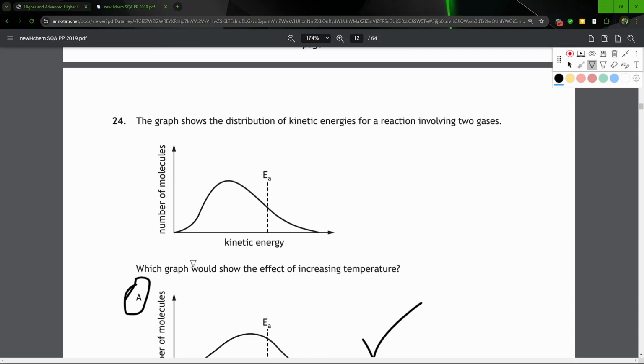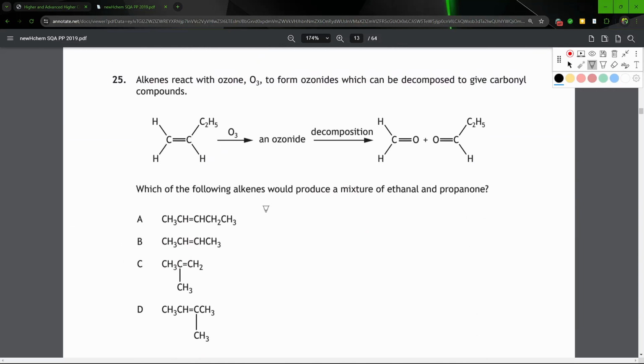And then the final question now, thanks for sticking with me so long. We've got alkenes reacting with ozone to produce ozonides, which are then decomposed to give carbonyl compounds. As you can see here, it breaks the carbon-to-carbon double bond and creates 2 molecules with a double bonded oxygen. So which of the following alkenes could produce a mixture of ethanal and propanone?